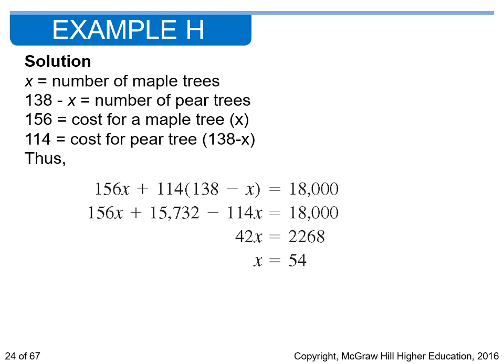That gives me the equation 156x, that's the maple trees, plus 114 times 138 minus x, that's the pear trees, is 18,000. Then if you distribute, combine like terms on the left to get 42x, subtract 15,732 to get 2268 on the right, and divide, you'll get 54 for x. 54 is the number of maple trees.